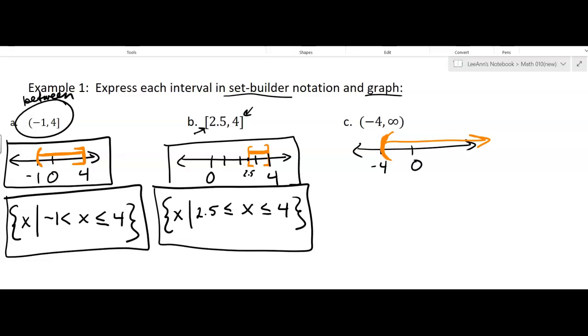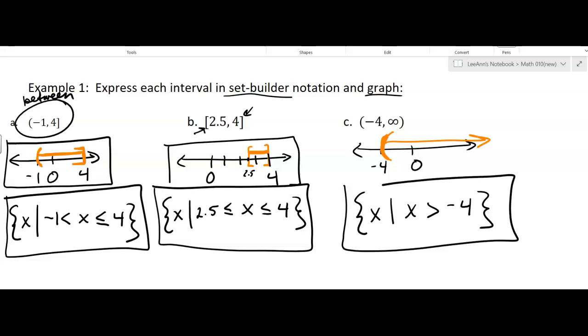There's the interval notation. How does it look in set builder notation? It's the set of x such that x is greater than -4. And that's just how we're going to write it right there. Okay.